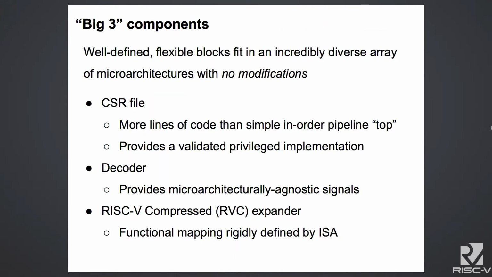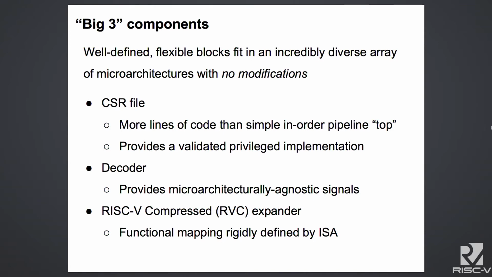And key to this are what I think of as the big three components, which are the CSR file, the decoder, and the RVC expander. Throughout an incredibly broad range of relatively simple out-of-order implementations and almost all in-order implementations, it's hard to imagine microarchitectural deviations big enough that would make these not practical to use in some parameterization in a design.